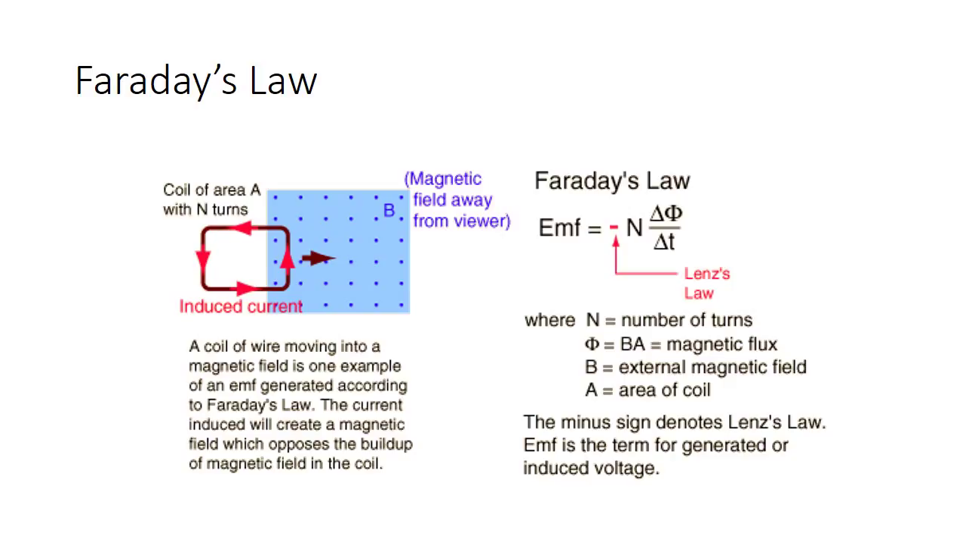And then here's Faraday's law. It shows you a coil of wire moving into a magnetic field as one example of an EMF generated according to Faraday's law. The current induced will create a magnetic field which opposes the buildup of magnetic field in the coil. And then it has a little picture, a coil of area with N turns. Again, it shows you a little bit of how it's made, how they came up with it.